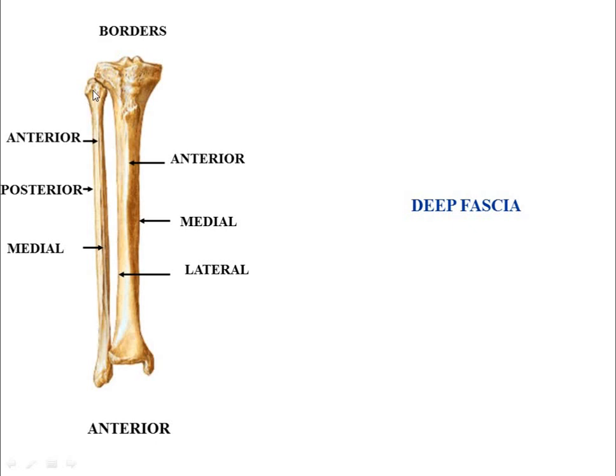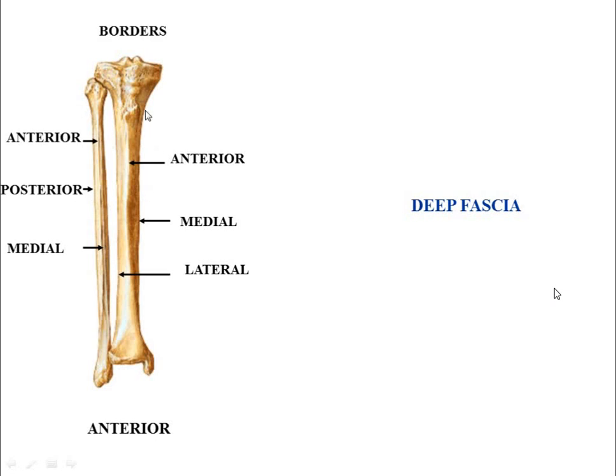Similarly, the fibula: the head of the fibula, then a constriction. Just below the head is the neck of the fibula, and lower down the lateral malleolus. These are the anterior border of the tibia, the anterior border of the fibula, and this is the lateral surface of the fibula. Behind are the posterior surfaces. These are the interosseous border of the tibia and the interosseous border of the fibula. The interosseous border of the tibia is lateral, and the interosseous border of the fibula is medial.